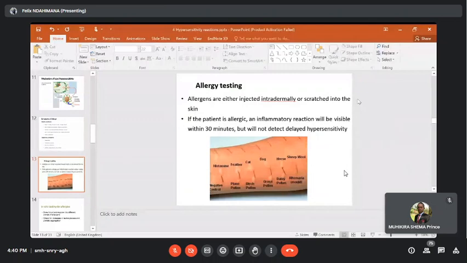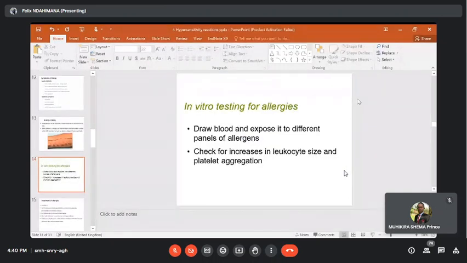But most of the time in the lab, it's not really accepted to do such tests. They just do in vitro testing whereby they draw blood. It's just a simple test. They draw blood and expose it to a panel of allergens. There are a lot of allergens of which they suspect that one among them might be causing the allergic reaction. So they expose the blood to each of those allergens, and then they keep checking on the microscope.